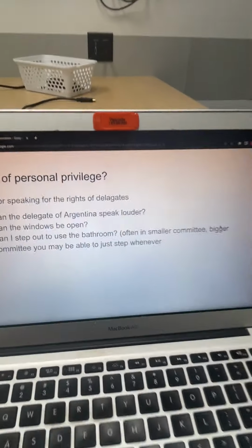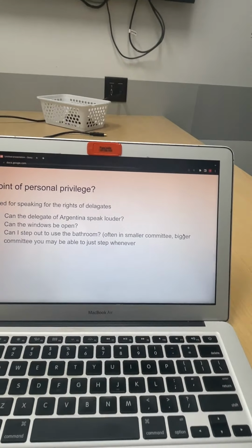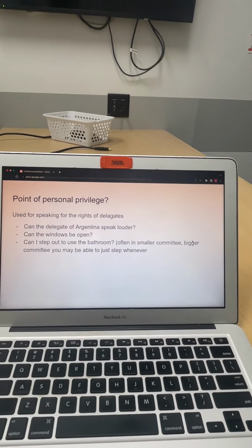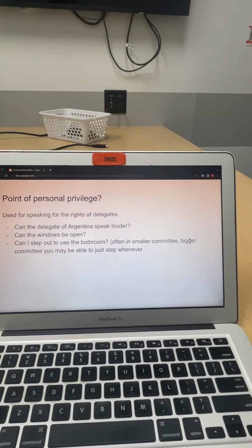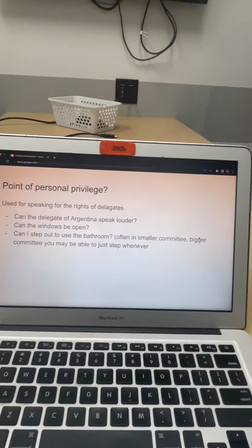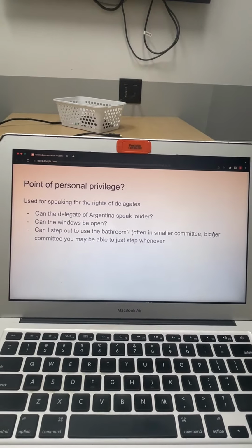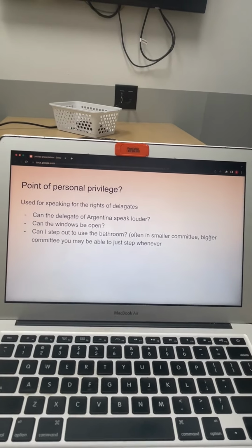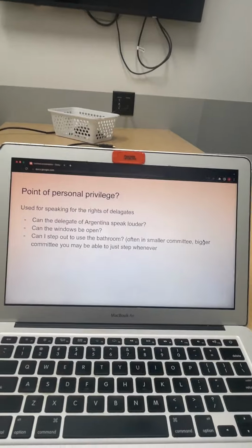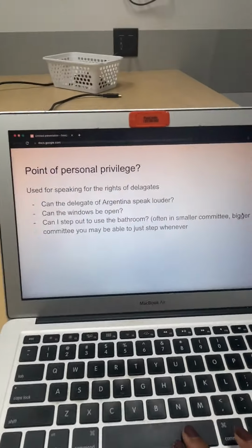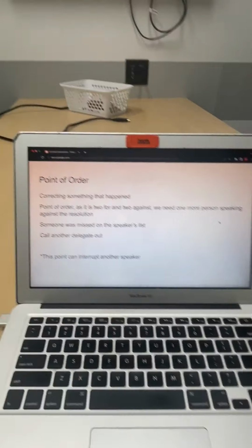Often used in smaller committees, as in bigger committees, you might be able to get let out, especially if you have over 200 delegates in the room. You're probably able to just step out of the room, and you already have someone else probably in your team who's representing your country still, so you do not have to be present in that case, as they can cover for you. So, points of order.